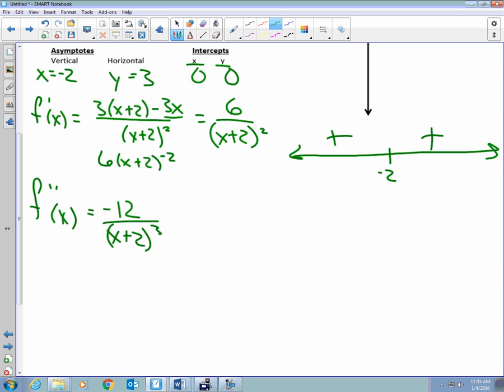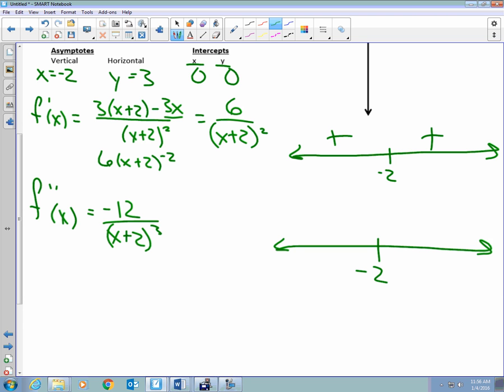True or false? The second derivative is always negative. False. Why? The cubed will change between positive and negative. So therefore, this is not always positive. It's not always negative. So we have to just consider the one value, and that's -2, because that's where it's undefined. Okay?